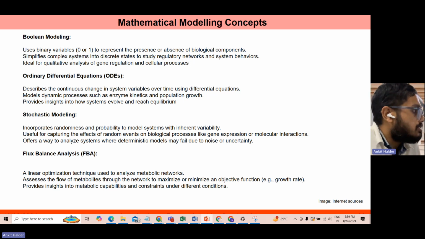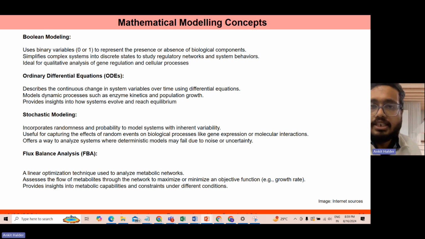So Boolean modeling simplifies complex regulatory systems into discrete states to study system behaviors. This is ideal for qualitative analysis.